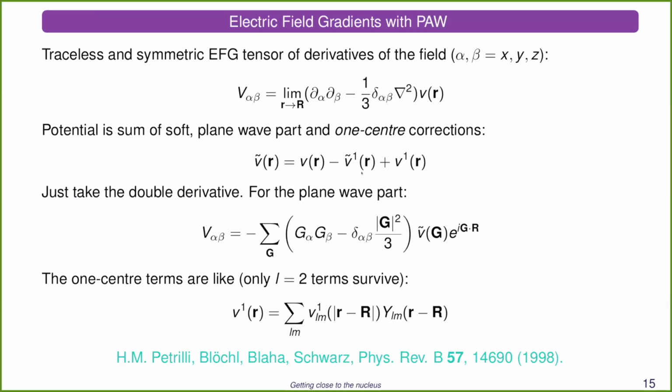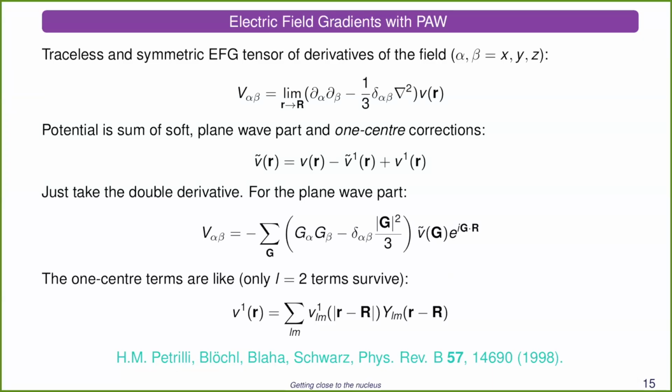So you can do it in the PAW way. You get something on the plane wave grid, which you see over here. And then you just put it in the plane wave expansion, and the derivatives just bring down G twice, and you get 1-center corrections. And the 1-center corrections have this form. That's a Y_LM times something radial. And only the L equal 2 terms actually contribute. And for the PAW method, this was derived in 1998, how to do this, in this paper.